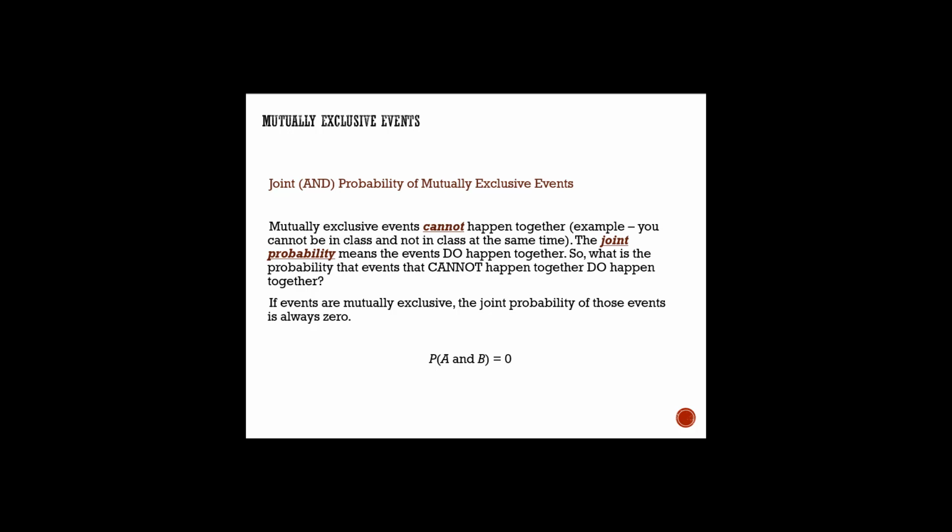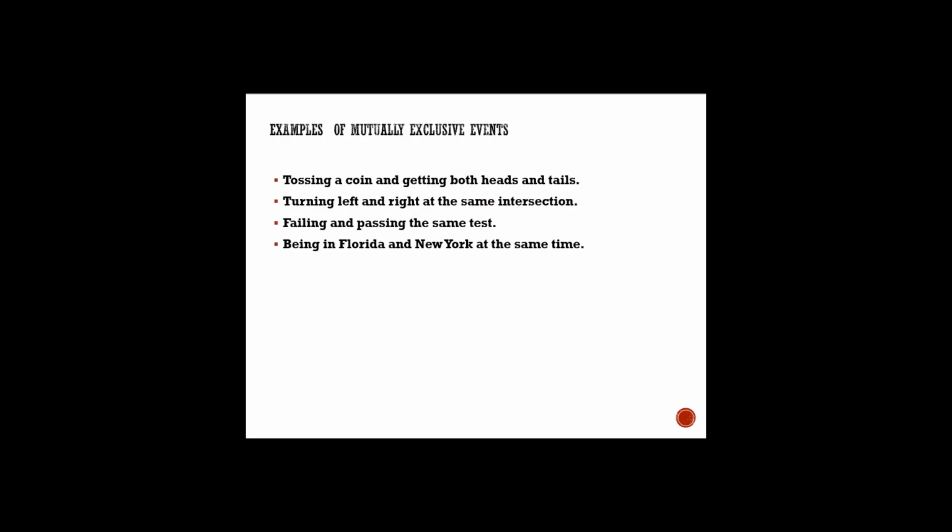They're and events, right? So what happens to the probability that mutually exclusive events happen together? Well, you're asking what's the probability that events that cannot happen together do happen together, and there's no chance of that. There is a 0 probability for mutually exclusive events happening together. So the joint probability of mutually exclusive events is always 0.